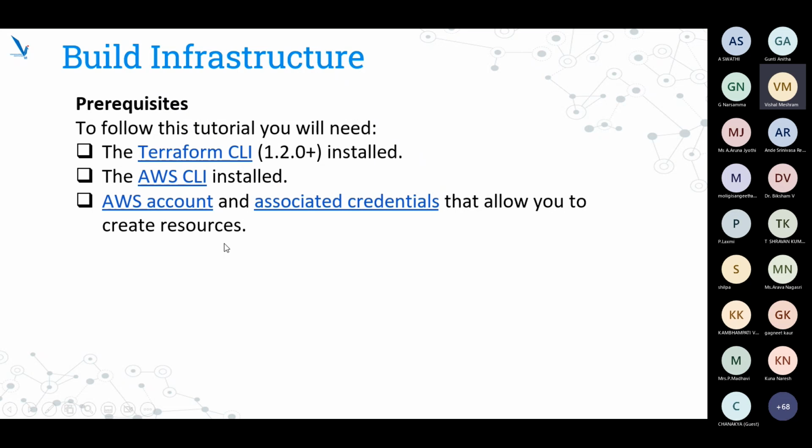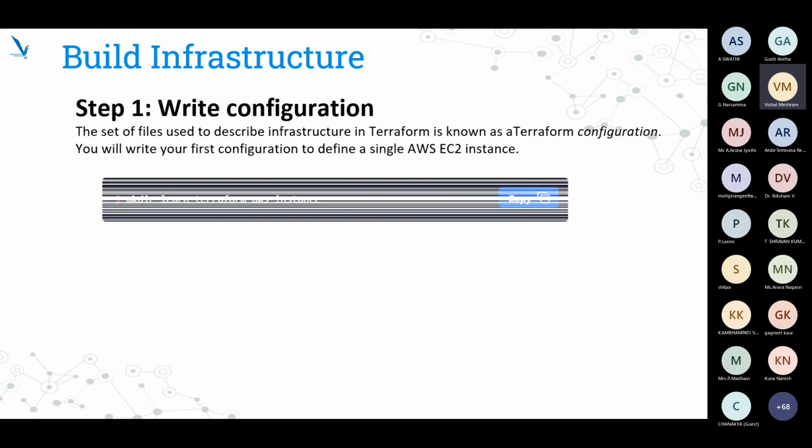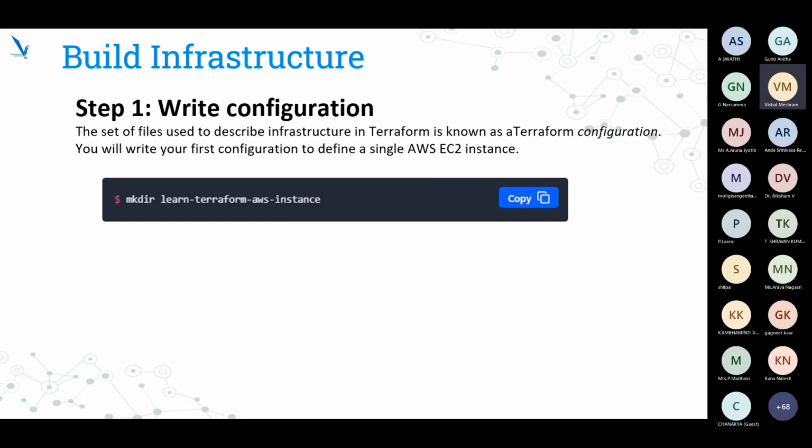After that, the first thing is that we need to write our configuration, as we already discussed. There are only three steps: first write, second plan, third apply. In step one, we are going to write the configuration. The setup files that describe our infrastructure in Terraform are known as the Terraform configuration. You will write the first configuration to define a single AWS EC2 instance, so we are going to create a single EC2 instance on AWS by using our Terraform script.